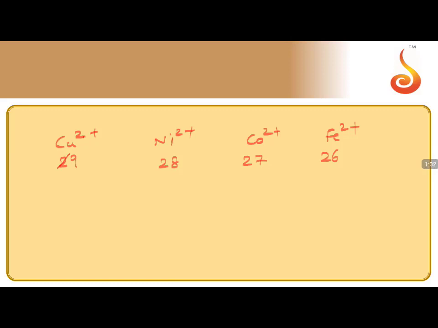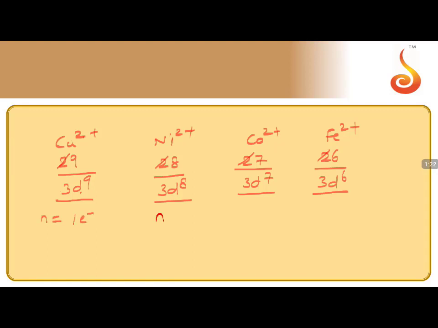Here it will be 3d9 configuration, here 3d8 configuration, here 3d7 configuration, here 3d6 configuration. So the number of unpaired electrons is 10 minus 9, 1 electron. 10 minus 8, 2 electrons. 10 minus 7, 3 electrons. 10 minus 6, 4 electrons.